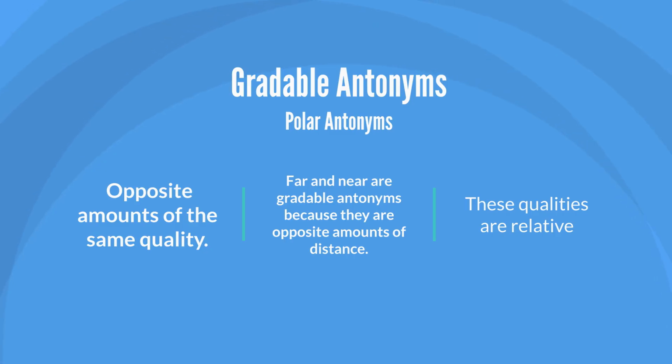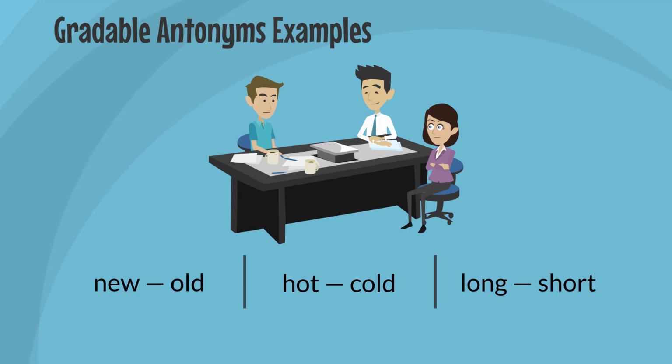Gradable antonyms. Also known as polar antonyms, gradable antonyms are opposite amounts of the same quality. For example, far and near are gradable antonyms because they are opposite amounts of distance. However, these qualities are relative. Gradable antonym examples are new, old, hot, cold, long, short.